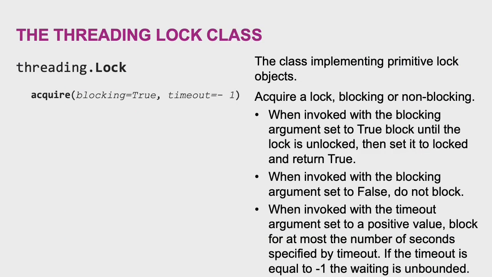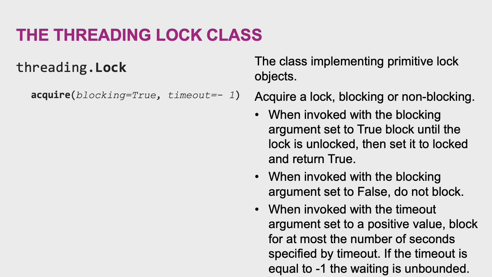Let's have a look at how Python implements locks. In particular, the threading module provides developers with the Lock class. Lock implements the primitive lock object, and this object is very easy to use. It provides you a few methods to interact with the lock: acquire and release.